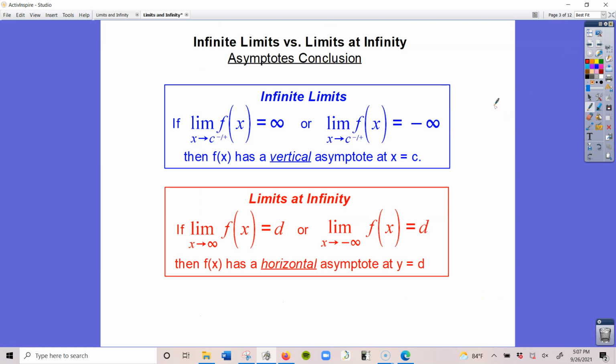So to put this together, an infinite limit is when you have the limit as x approaches some number c, whether it's from the left or the right, and if that limit is equal to either positive infinity or negative infinity, then that means that we have a vertical asymptote at that x value that x is approaching. However, if our limit is where x is approaching either positive infinity or negative infinity, and that limit is equal to some real number, in this case d, then that means we have a horizontal asymptote at that particular y value.